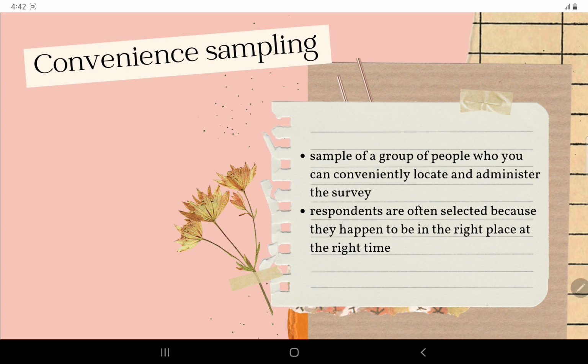Usually we choose our respondents because they happen to be in the right place or at the right time. For example, a street interview. The person comes, so we interview that person because they are in the time and place that we want, the right time and place.